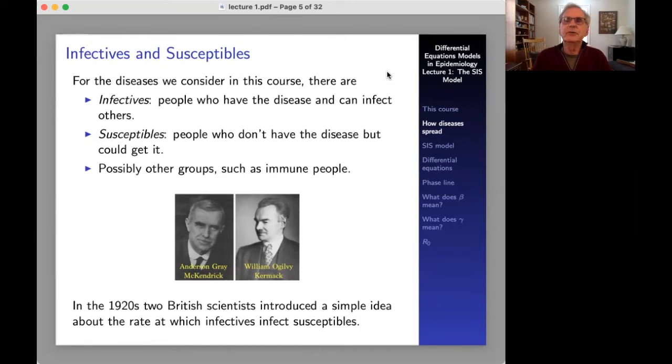For the diseases that we consider in this course, there are two important groups of people: infectives, people who have the disease and can infect others, and susceptibles, people who don't have the disease but could get it. There could be other groups in the population, such as immune people. In the 1920s, two British scientists introduced a simple idea about the rate at which infectives infect susceptibles, and this idea will be at the basis of everything we do.